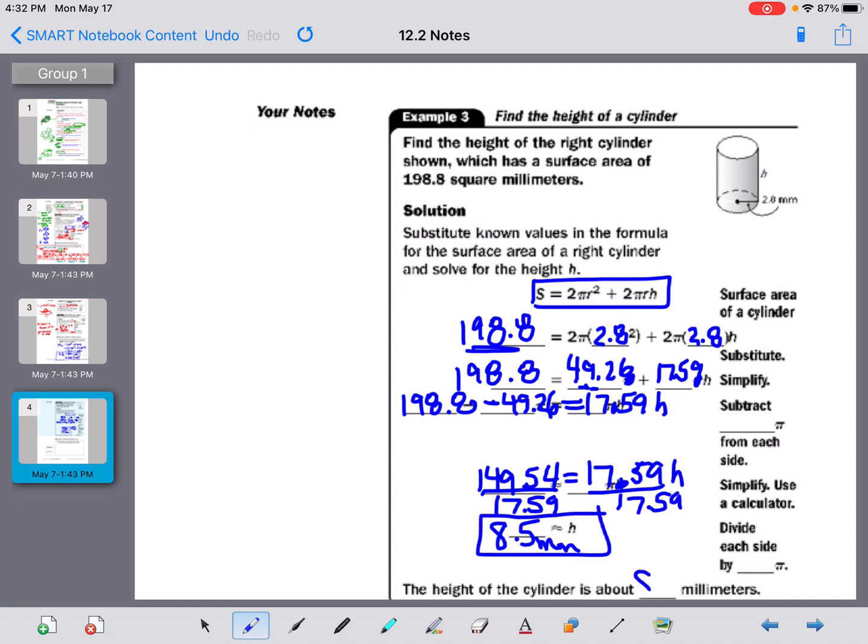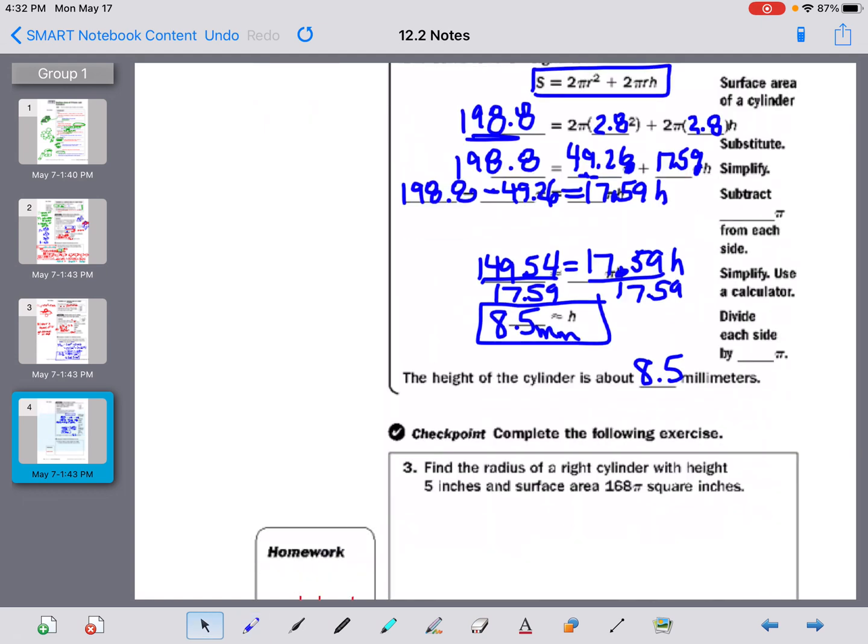I'm going to be honest, I don't like this question as much because I'd rather leave my stuff in terms of pi and make cleaner numbers for you to work through, okay? But the key is if you know what variable you're looking for, slowly get the other things away from it until you have that variable by itself.